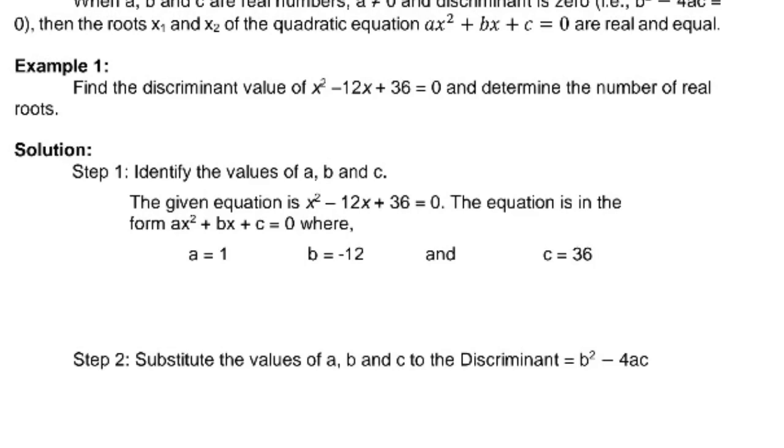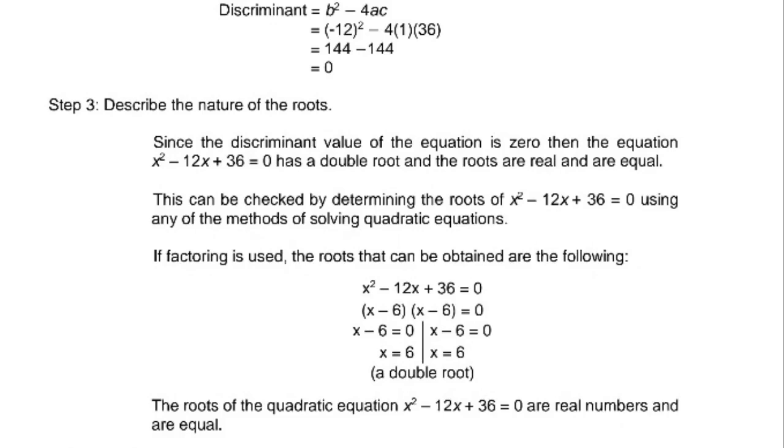The second step is we're going to substitute the values of a, b, and c to the discriminant b squared minus 4ac. So you have there in your module, discriminant equals b squared minus 4ac equals the value of b, negative 12 squared, minus 4 times the value of a, which is 1, times 36, the value of c. Negative 12 squared is 144, then negative 4 times 1 times 36 is negative 144, so 144 minus 144 equals 0. The third step is we're going to describe the nature of the roots. Now, since the discriminant value of the equation is 0, then the equation x squared minus 12x plus 36 equals 0 has a double root, and the roots are real and are equal.